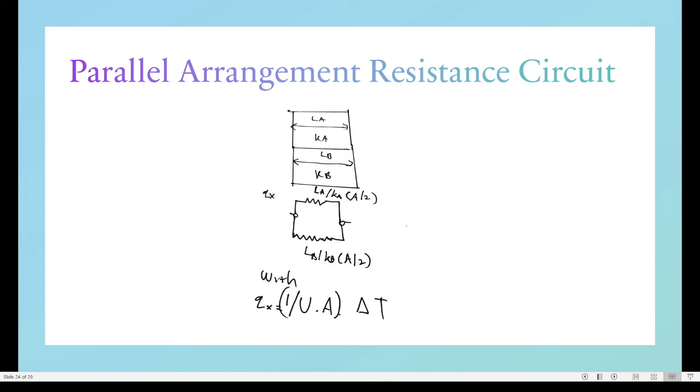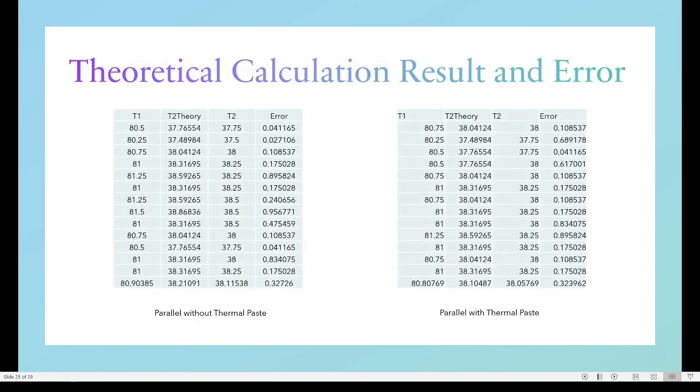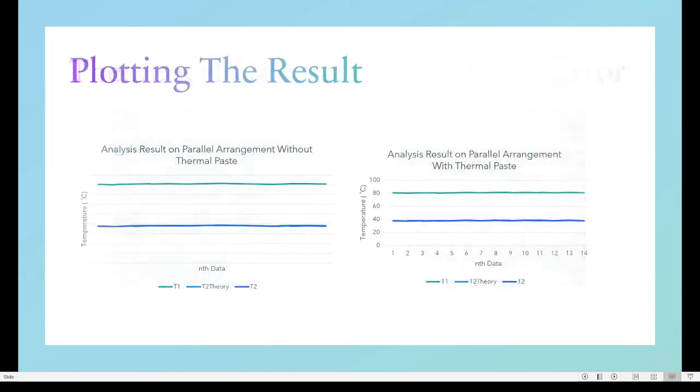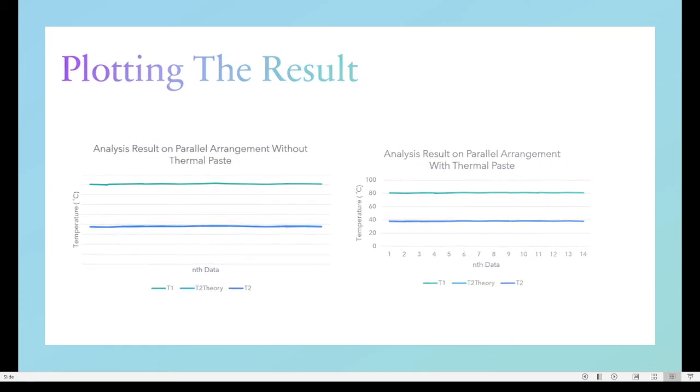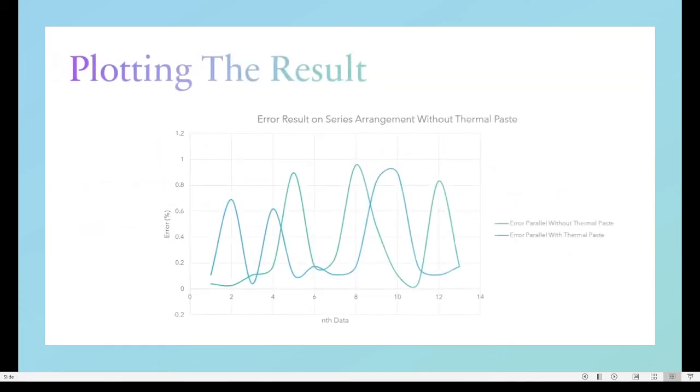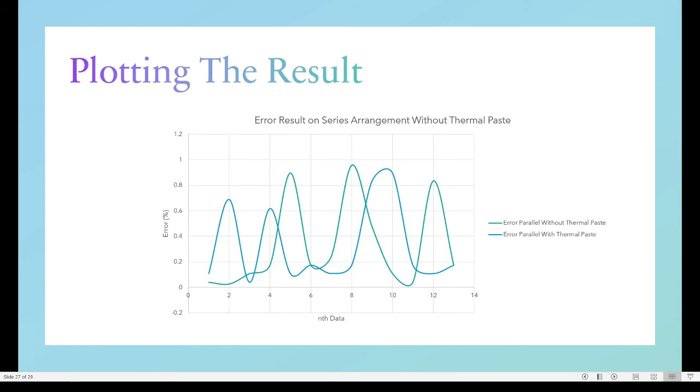The parallel arrangement circuit is the opposite of the series, and after following the same equation and law, the circuit and heat transfer formula is shown below. The calculation result and an error is presented as following. The temperature plot is shown as following. The error plot is presented as following.